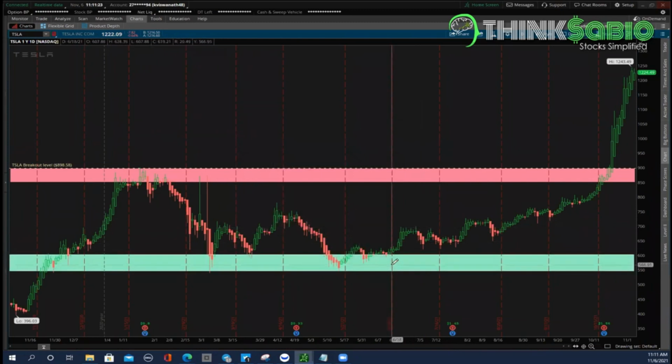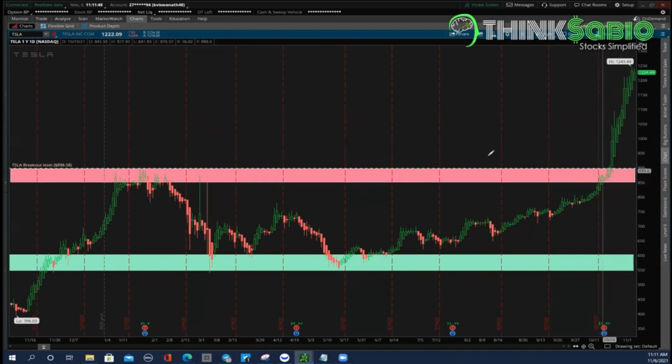Demand zone, sorry. This is a demand zone, this is a supply zone, right? So what is this telling me? What this tells me is, okay, this is the ultimate break. Oh, I actually wrote it here. Tesla breakout level, 898. This is the ultimate breakout, when Tesla crosses this with volume, and then it just goes up.